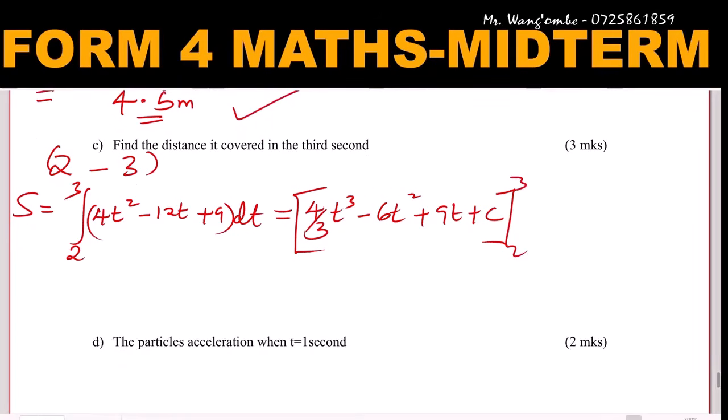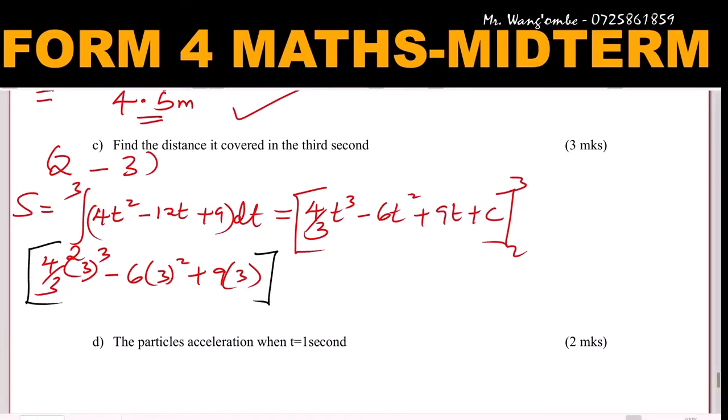So from there we substitute 3. Substituting 3, you are going to get 4/3, then 3 cubed minus 6 times 3 squared plus 9 times 3. Then you can omit the constant of integration, since it will get subtracted and you get 0. So that is when you substitute 3.